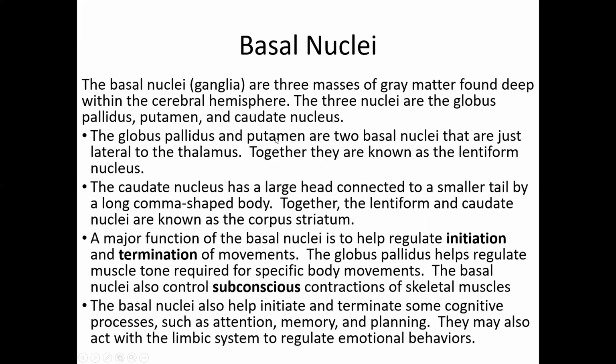The globus pallidus and the putamen, two basal nuclei, are lateral to the thalamus. Together they are known as the lentiform nucleus. The caudate nucleus is a large head connected to a smaller tail by a long comma-shaped body. Together, the lentiform and caudate nuclei were known as the corpus striatum. That's a lot of information that you really don't need to worry about. What you definitely want to know are these last two bullets, which tell you exactly what the basal nuclei do, which is what's important in this class since this is physiology.